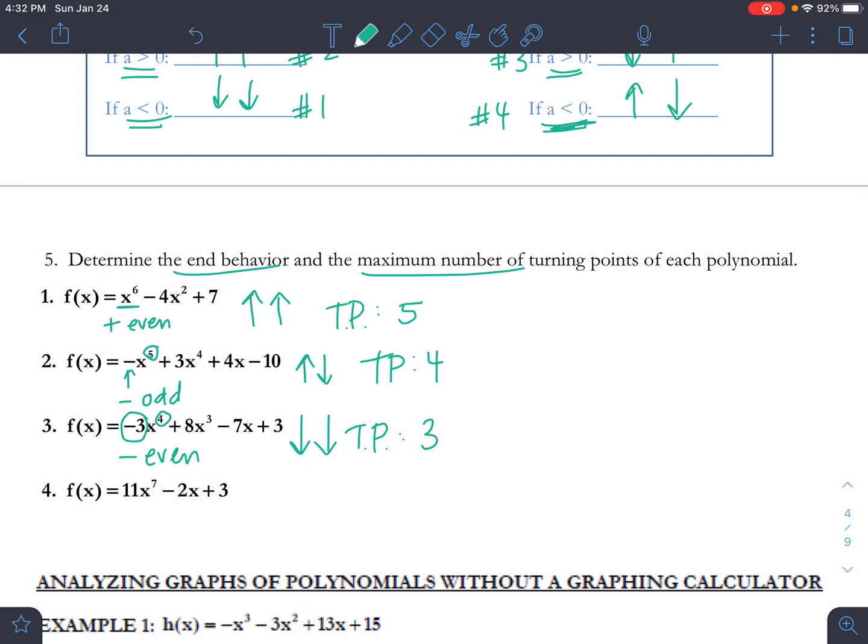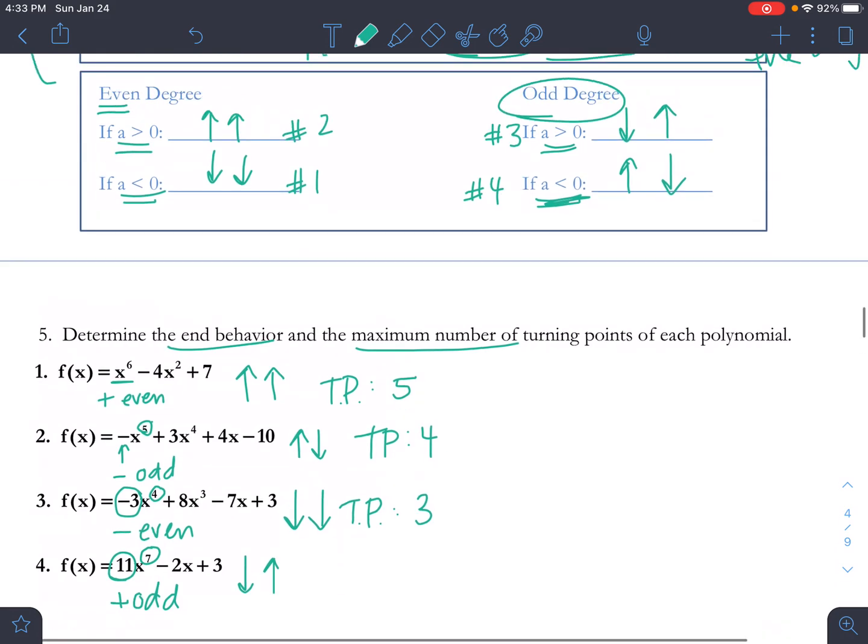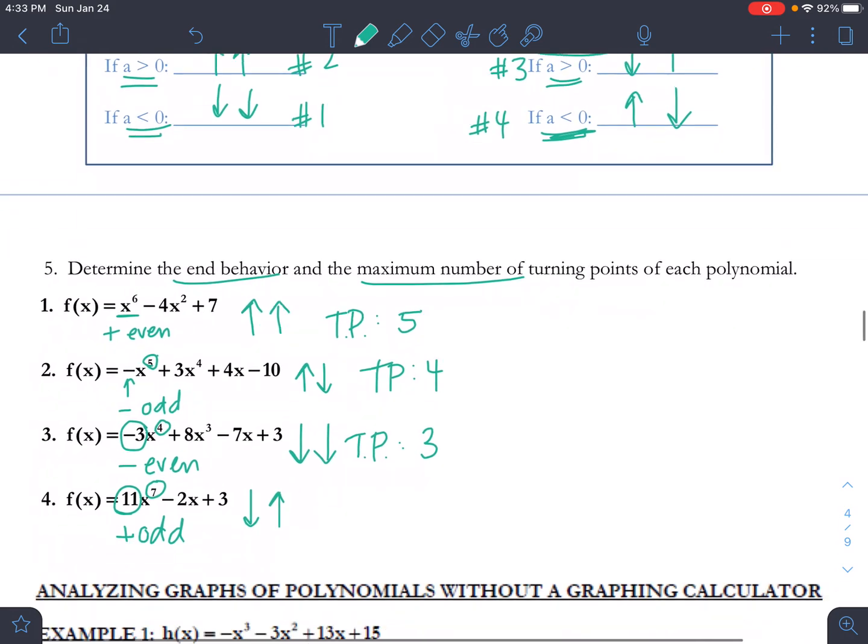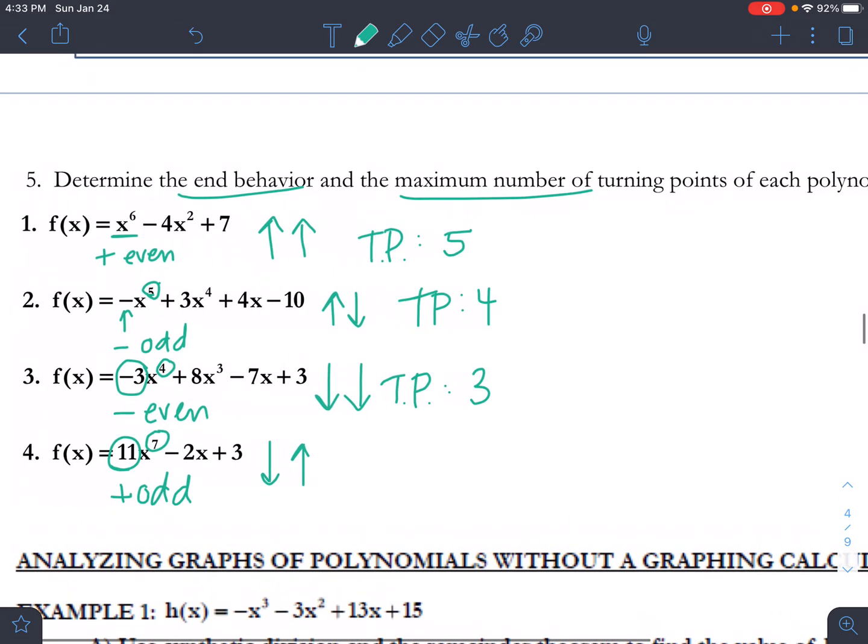Okay, and number 7, positive leading coefficient. It's an odd power, 7th power, so down to up. That would be this right here. Okay, and that's our end. So if I say sketch the end behavior, this is all I need from you guys. It's just 2 arrows, the correct arrows.